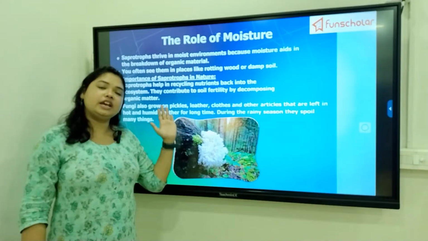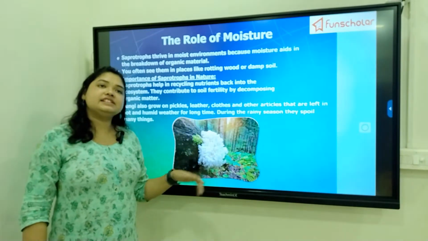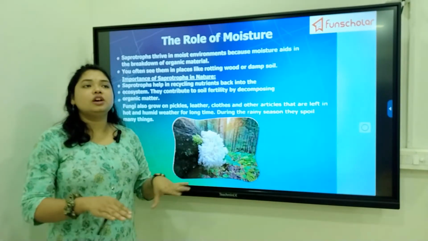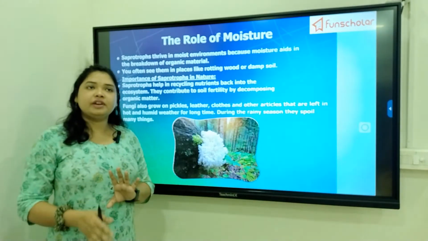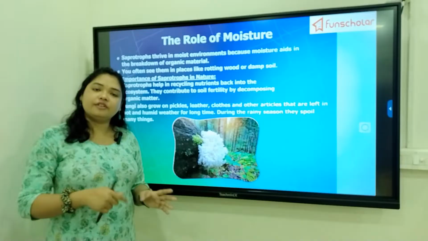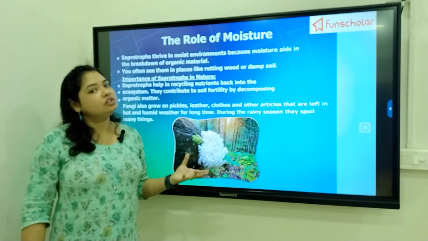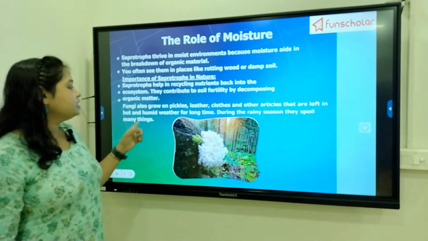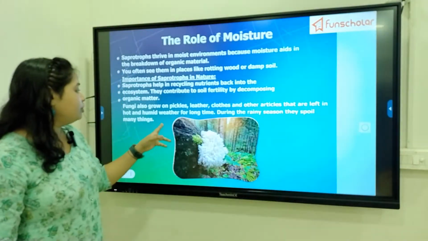So they actually help the green plants also for the survival. And since green plants are the foundation on which the whole food web and the whole ecosystem is dependent for food, therefore in turn they are helping all the organisms to derive their nutrition. So fungi also grow on pickles, leather, clothes and other articles that are left in hot and humid weather for a long time.